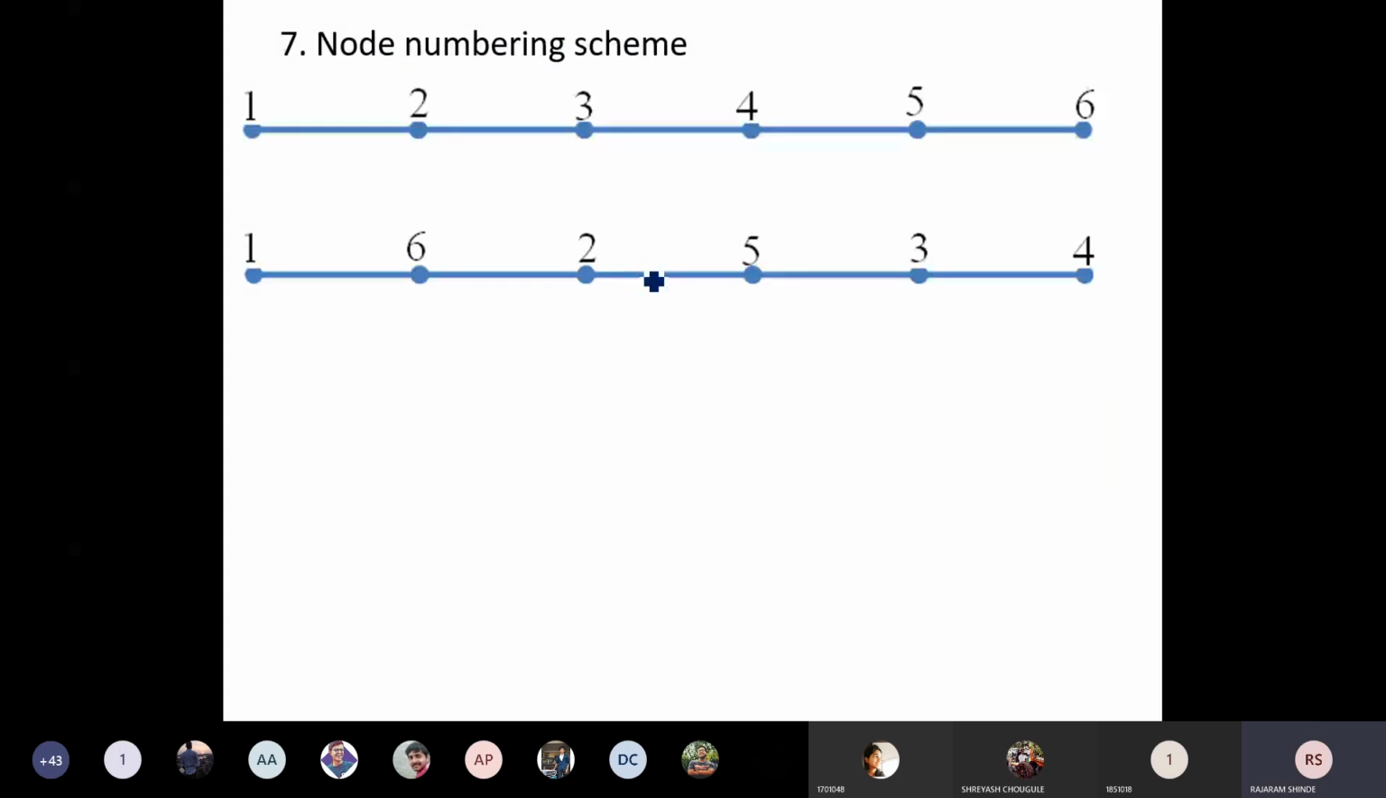Node numbering. Okay, now can you tell me the stiffness matrix if I use an element stiffness matrix equal to 1? What is the stiffness matrix for the first case? Can anyone tell?